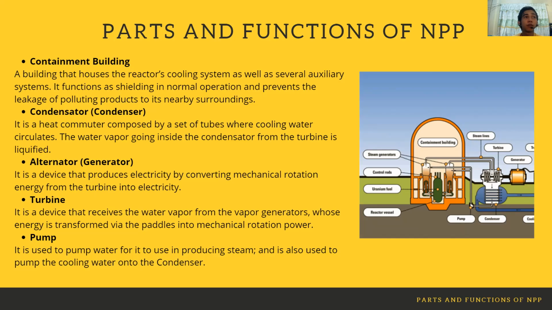Next one is the alternator or the generator. It is a device that produces electricity by converting mechanical rotation energy from the turbine into electricity. Next is the turbine. It is a device that receives the water vapor from the vapor generators, whose energy is transformed via the paddles into mechanical rotation power. Then the pump. It is used to pump water for use in producing steam and is also used to pump the cooling water onto the condenser.